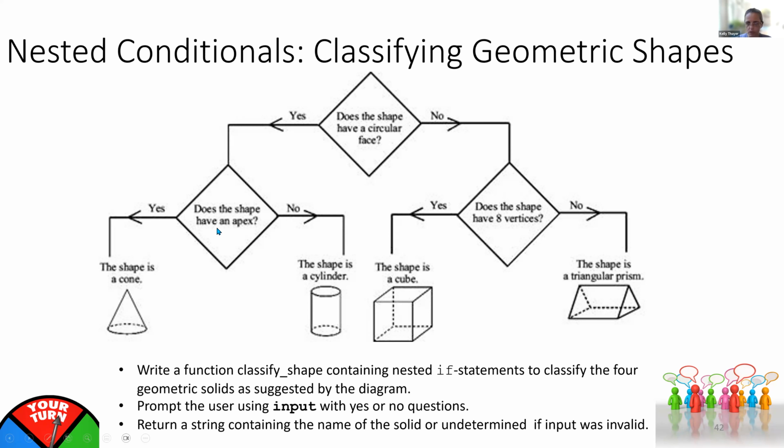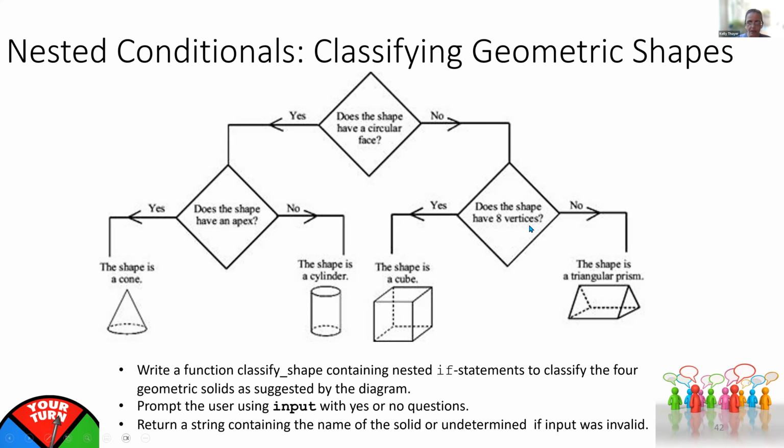But notice that this question would not have been appropriate to use in this section because that would not have distinguished between the cube and the triangular prism, because they both have quite a few apexes. So that wouldn't have really worked. So again, the question is going to depend upon the answer to the previous question. Does the shape have a circular face? Because this one will help you decide between these two. And then the answer was no.